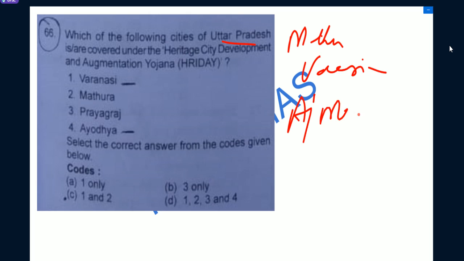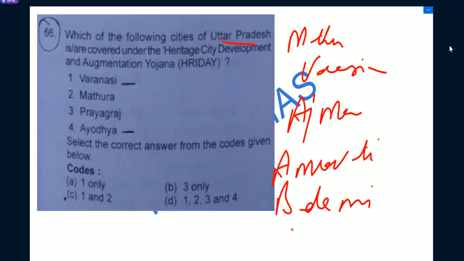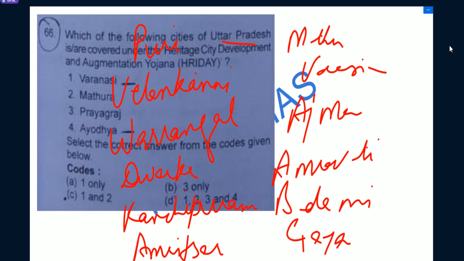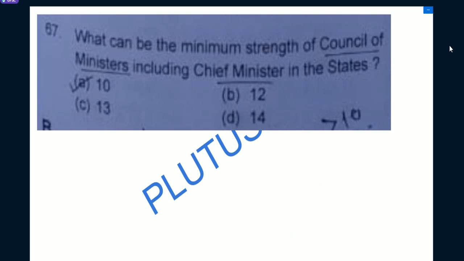Then Ajmer, then Amravati, Badami, Gaya, Puri, Velankanni, Warangal, Dwarka, Kanchipuram, and Amritsar. These are the cities which are in this Yojana, Hriday Yojana. So the answer would be Mathura and Varanasi from UP, Mathura and Varanasi. So 1 and 2. Question number 66, answer would be C.